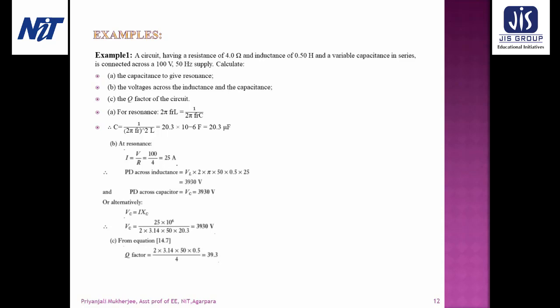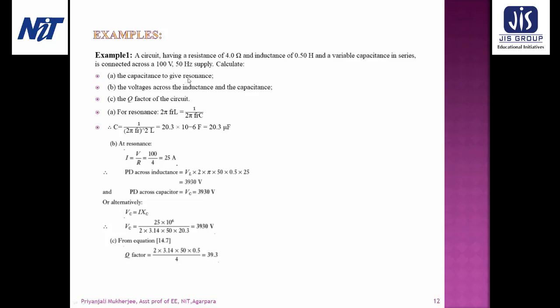So let us take an example. A circuit is given which has a resistance of 4 ohm and inductance of 0.5 Henry. A variable capacitance is in series and it is connected across a 100 volt 50 Hz supply. We need to calculate the capacitance at the resonating condition, the voltage across inductance and capacitance, that is VL and VC, and the Q factor of the circuit.